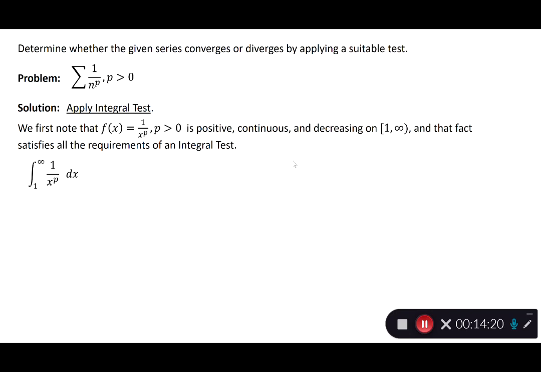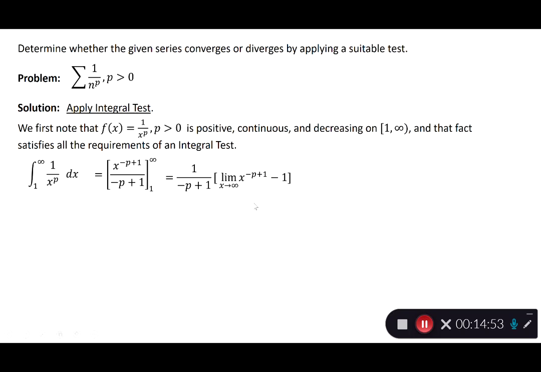This is a straightforward rule, power rule of integration. X to the negative p plus 1 over negative p plus 1. And again, to apply the upper limit infinity, we will actually calculate the limit as x approaches infinity of this quantity. So the question now becomes, what in the world is this limit equal to? Limit as x approaches infinity of x to the negative p plus 1.